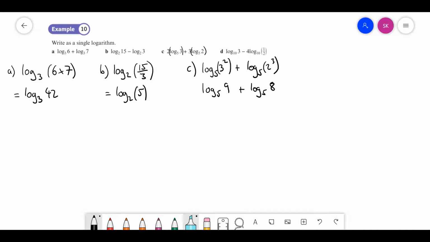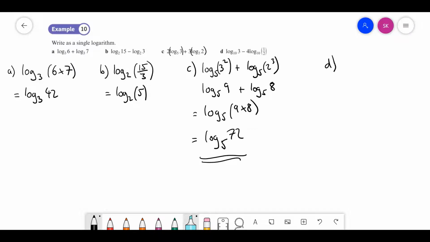And now I'm going to use the multiplication law because the bases are the same and we're adding. So that simplifies to log base 5 of 9 times 8, which is log of 72 base 5. Technically, by the way, you're supposed to say log of 72 base 5, but sometimes it's easier just to say the base first because that way it's clear thinking. That's the answer.